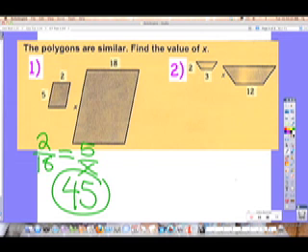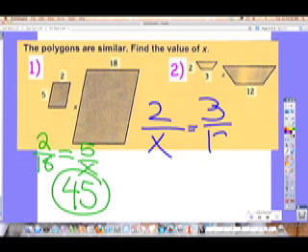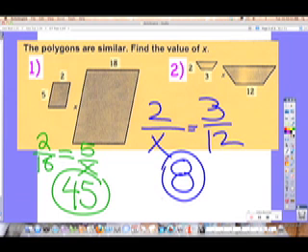So what I did is I did 2 over x and 3 over 12, and I got 8. Good job on the last two.